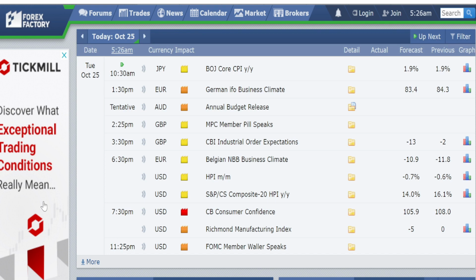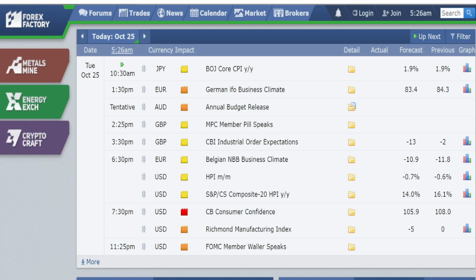So when we look at the economical events plan for today, it is Tuesday, October 25th. At 1:30 p.m. we have medium impacting news for euro related currency pairs, and also we have tentative news for Australian dollar related currency pairs. At 7:30 p.m. we have high impacting news planned for US dollar related currency pairs. Let us begin our gold analysis.